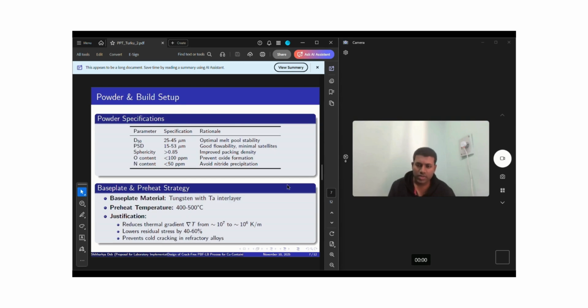micrometers. Mono-size powders don't pack well, like stacking marbles. A size distribution allows smaller particles to fill the gaps between the larger particles. This improves the packing density from 50% to 60%. Better packing means less shrinkage and better dimensional control.